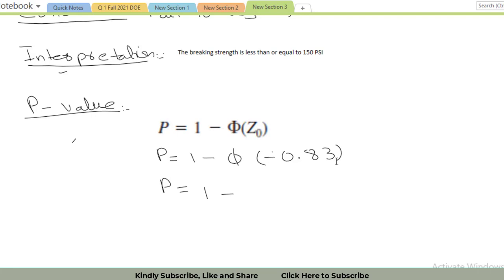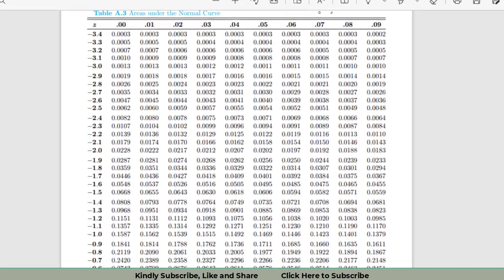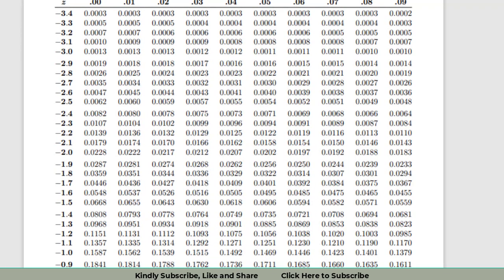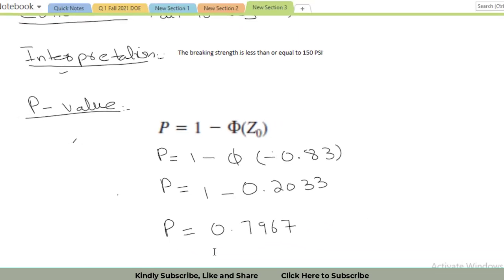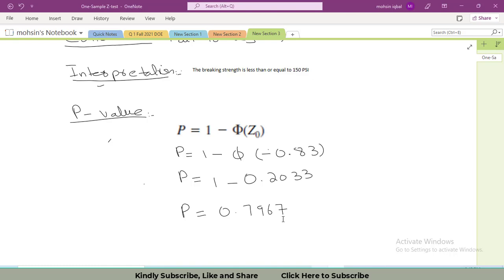I will check the probability with this z0 value in the z distribution tables. So I will check it from here. It is minus 0.8. We need this row. I will highlight it, and then from the column I need 3. So in this column and this intersection we got 0.2033. So 1 minus 0.2033 is equal to 0.7967.